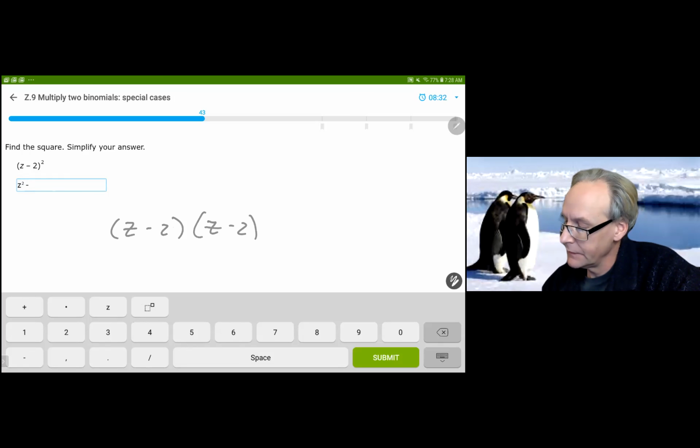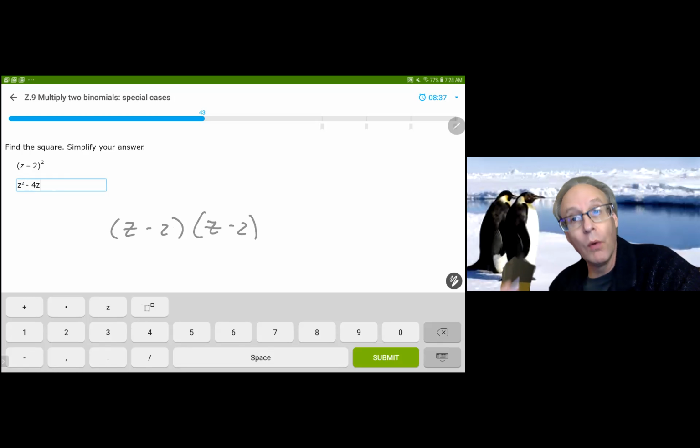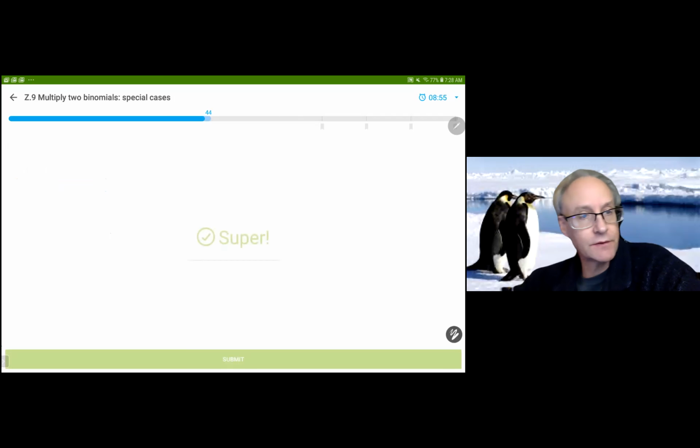Oh, I better give it a space just in case. And the last is always positive. That's another mistake that a lot of people want to make. So it's going to be plus the square. So it's going to be plus 4. A negative 2 times a negative 2 is a positive 4. Notice negative 2z and minus 2z makes negative 4z. That's our middle term.